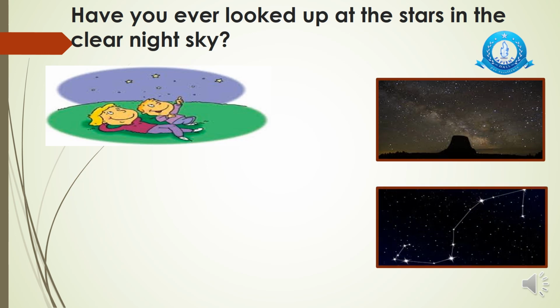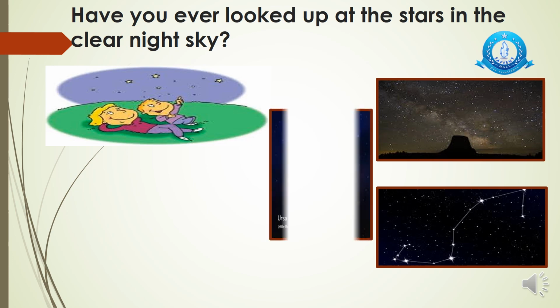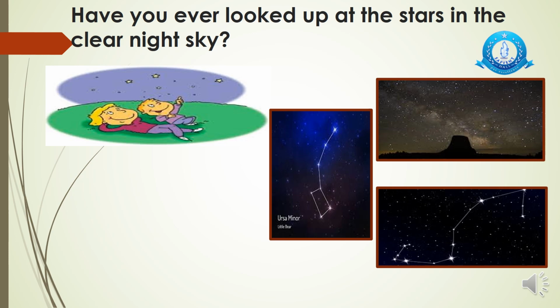Here, this is how we used to do it in our childhood. We used to join the stars with lines, imaginary lines in our mind, and we used to make different shapes, like this. This is a very common shape. We'll do this later as well. This is called Little Bear.